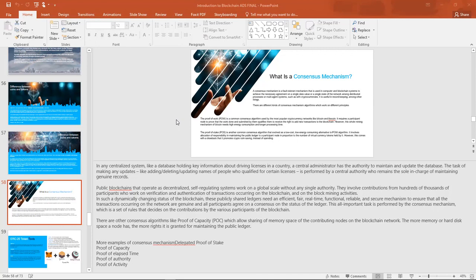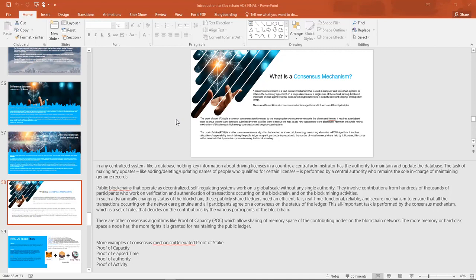So in such a dynamically changing status of the blockchain, these publicly shared ledgers need an efficient, fair, real-time, functional, reliable and secure mechanism to ensure that all the transactions occurring on the network are genuine, and all participants agree on a consensus on the status of the ledger. This all-important task is performed by the consensus mechanism, which is a set of rules that decides on the contribution by the various participants of the blockchain.